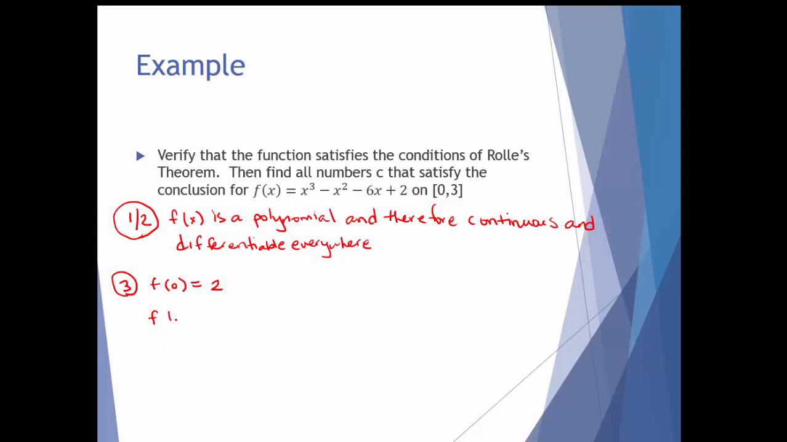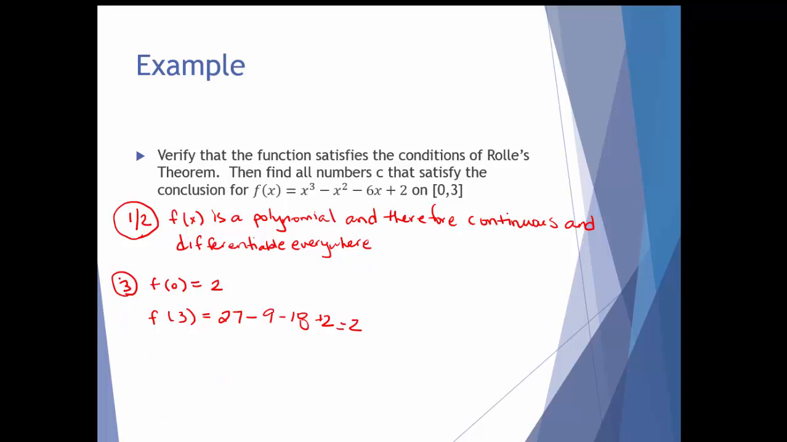When we plug in b, which is 3, f(3) gives me 27 minus 9 minus 18 plus 2. So 27 minus 9 is 18, minus 18 is 0, plus 2. Sure enough, it gives me 2. When I plug in 0 and when I plug in 3, I get the same y value. And that is true in this case. If it weren't, Rolle's theorem would not apply.